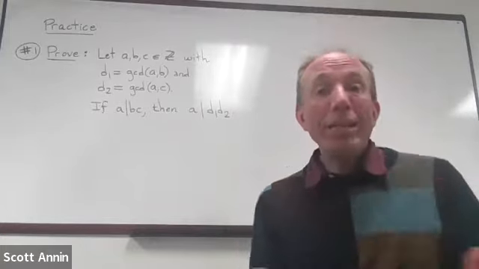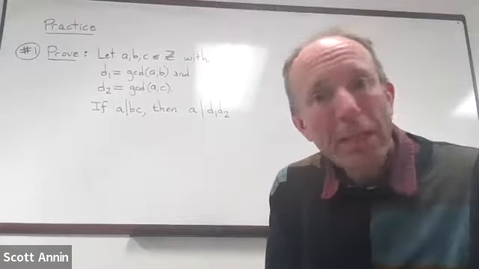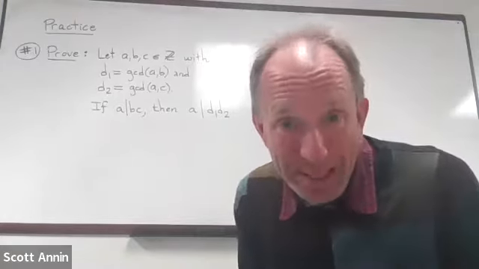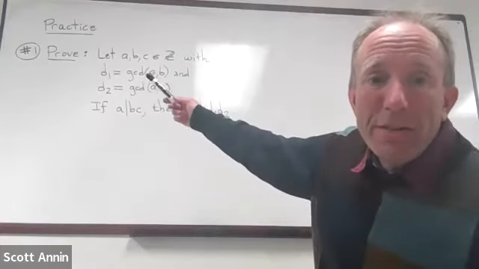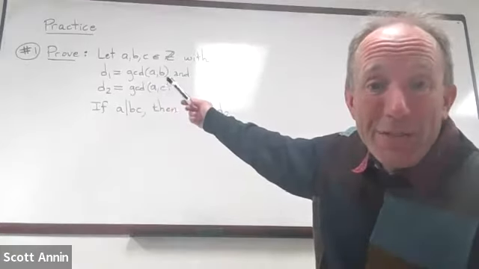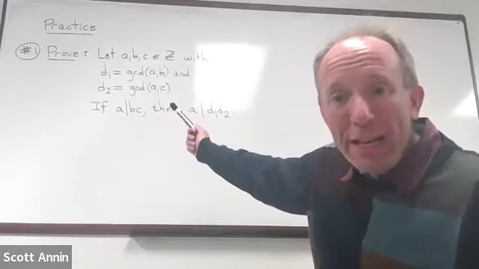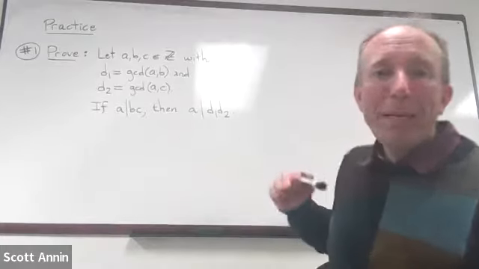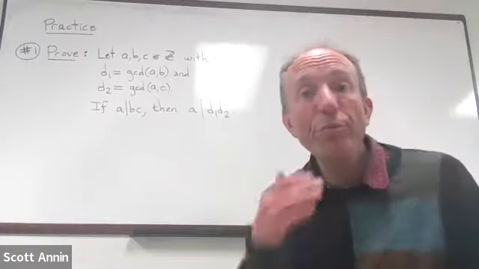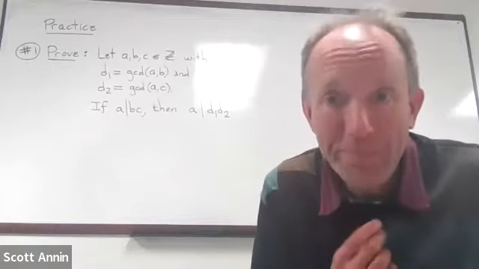So there's going to be three examples, and the first one I actually wrote on my board already. If we take three integers, A, B, and C, and let's denote the greatest common divisor of A and B with D1, and the greatest common divisor of A and C with D2. If A divides BC, let's prove that A would have to divide D1 D2.